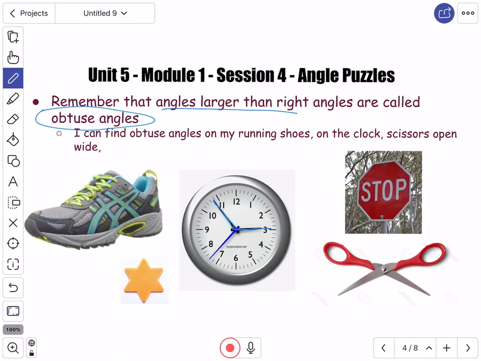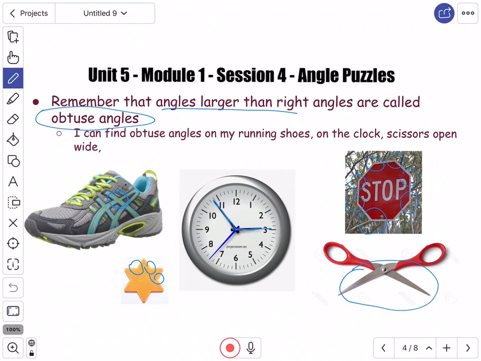And then also looking for angles that are larger than right angles, which would be those obtuse angles, okay? You might see an obtuse angle on a clock that you might have. If you were to open up a pair of scissors at home, you might see an acute angle there. Even outside your house, if you have a stop sign, I have one right on the corner. My house is on a corner and there's a stop sign right there. There are lots of obtuse angles.